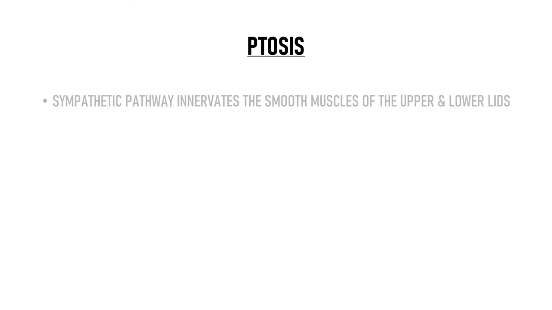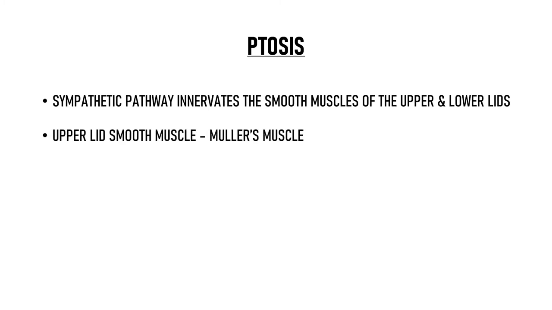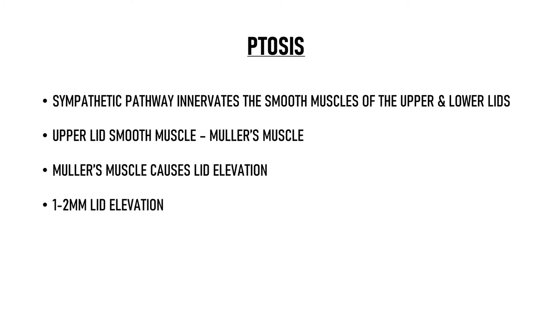So the second characteristic feature of Horner's is ptosis. We learned earlier that the sympathetic pathway innervates the smooth muscles of the upper and the lower lids. In the upper lid, the smooth muscle is known as the Müller's muscle. In a normal situation, the stimulation of Müller's muscle via the sympathetic pathway leads to lid elevation. The contribution of Müller's to lid elevation is only about 1 to 2 mm. Thus, in Horner's syndrome, where the Müller's muscle is affected, only mild ptosis of about 1 to 2 mm is seen.